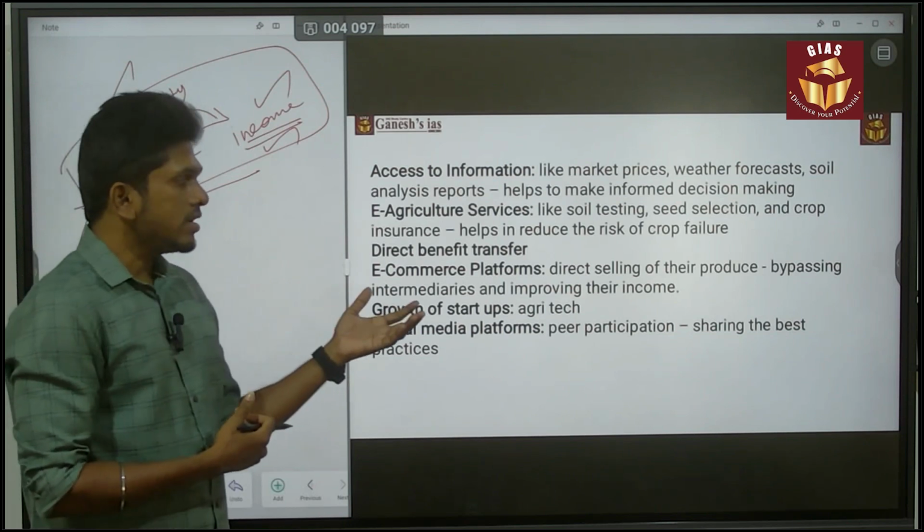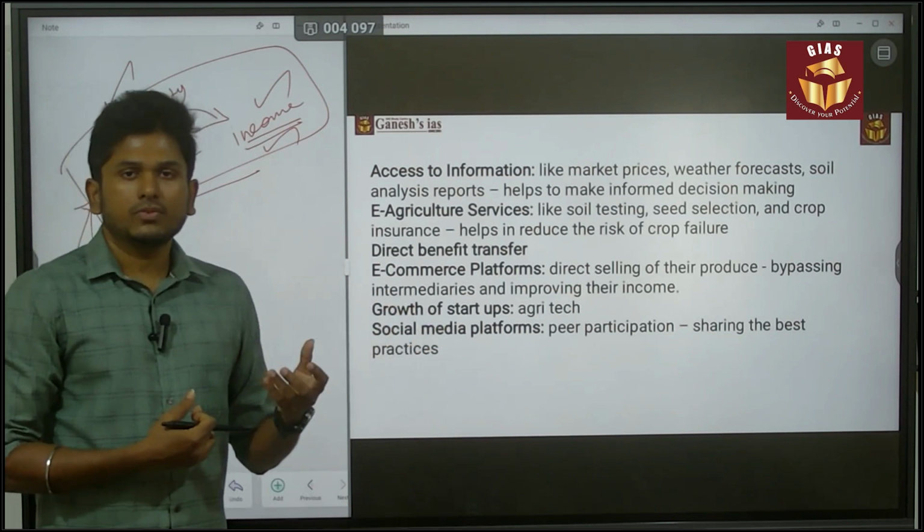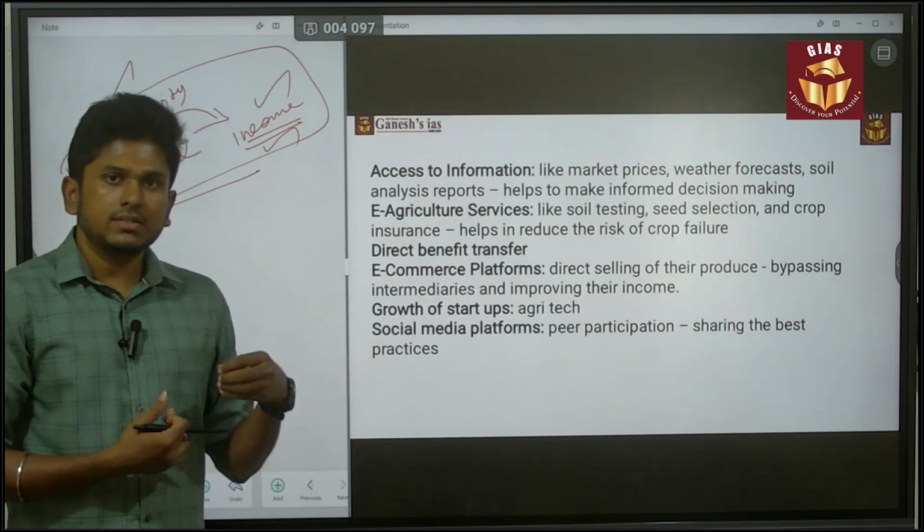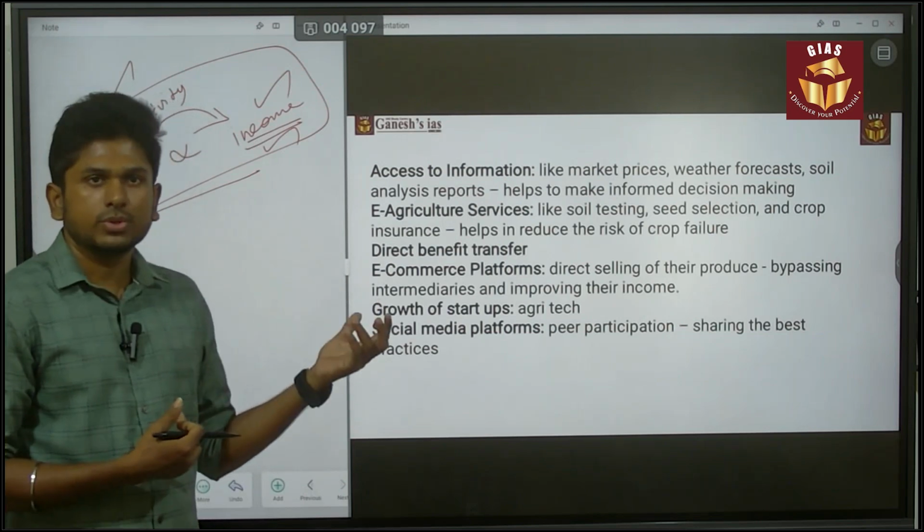Next, e-commerce platform. In the e-commerce platform, the farmer can directly sell their produce. So that is also a benefit given by this Digital India program.